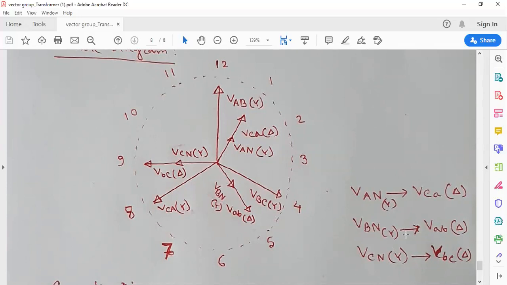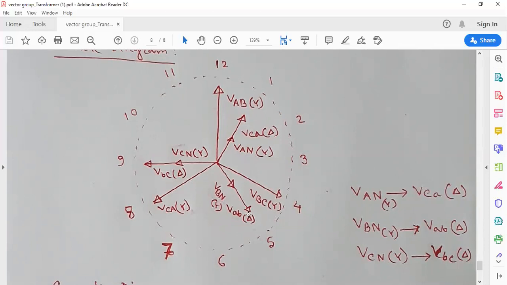Here I have indicated for which voltage of the Y connection a voltage of the delta connection is induced. For VAN, we see that the two vectors from primary and secondary are related at this point. VAN and VCA are in the same direction, Y delta. So because of VAN, definitely VCA is induced, or we can say for VCA, VAN is induced. So VAN and VCA are one another's supply and induction.